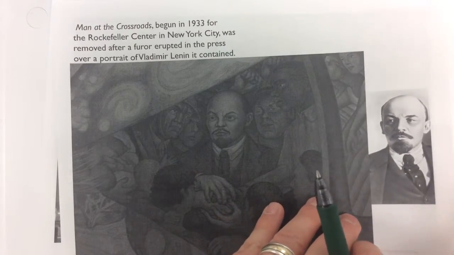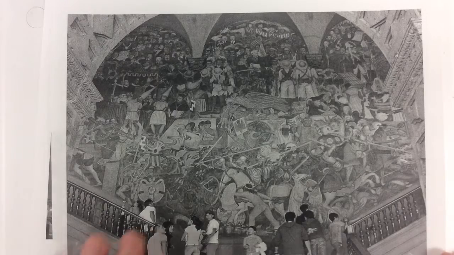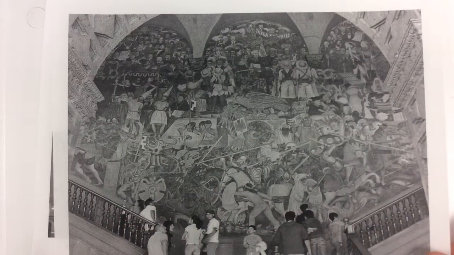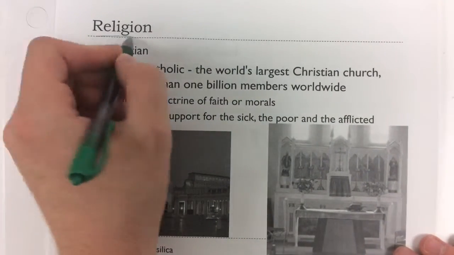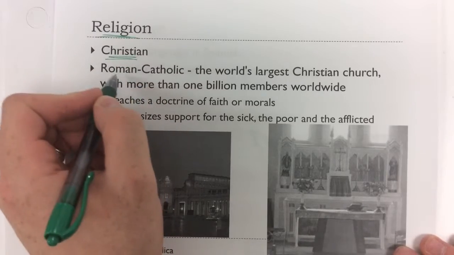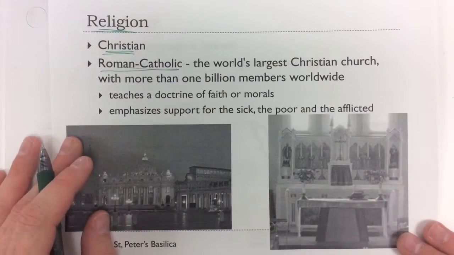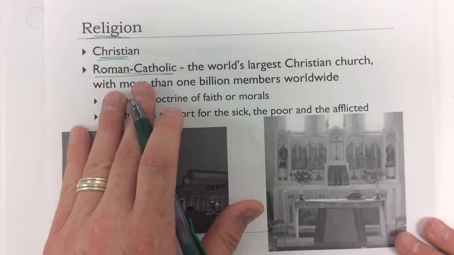The next one that we have is another mural that's at the presidential palace. So it tells the history of Mexico. You just have to be able to identify different facets of it. Next one that we have, the next culture trait is religion. We need to know they are Christian, specifically Roman Catholic. So most people in Mexico are going to be Christian, and most of them will fall under Roman Catholicism.